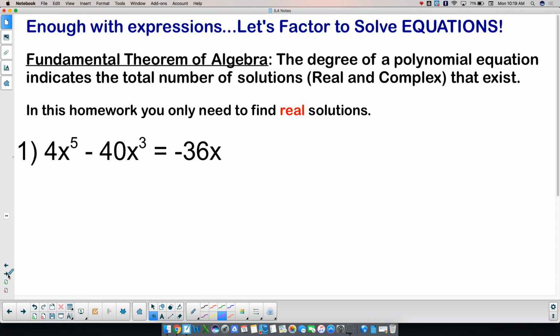Okay? What the fundamental theorem of algebra says is that the degree of a polynomial tells us how many answers, solutions, x-intercepts, crosses of the x-axis, whatever you want to call it, there are. So in this particular example that we're about to do, how many answers should we get in the end? What's the degree of that one? 5. So I should get 5 answers. Okay? Biggest exponent is 5. I got to get 5 answers. What if I only get 1?